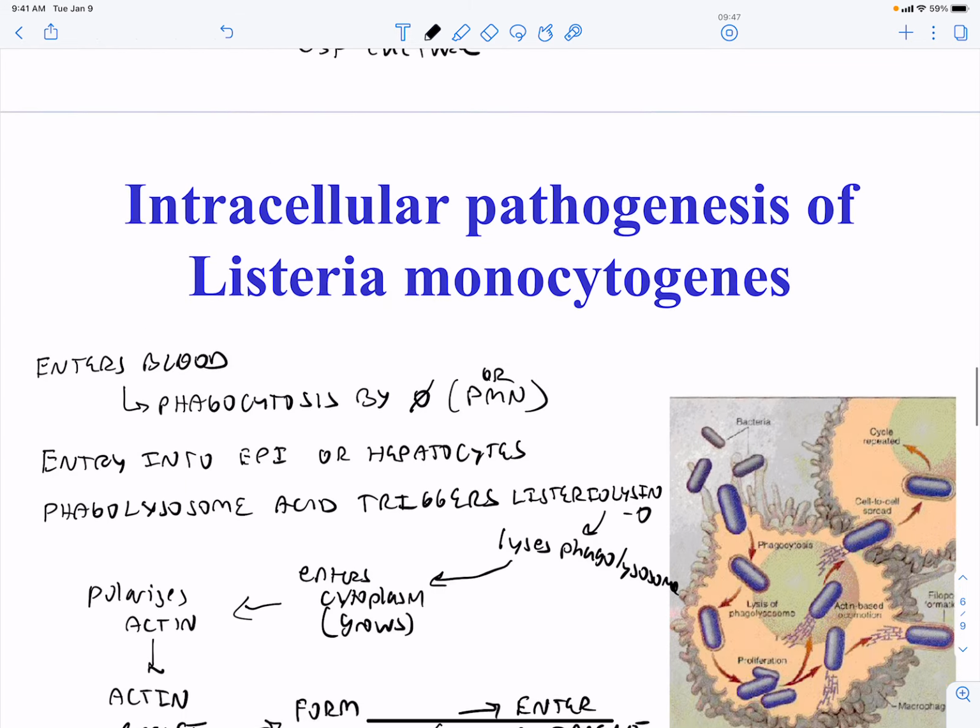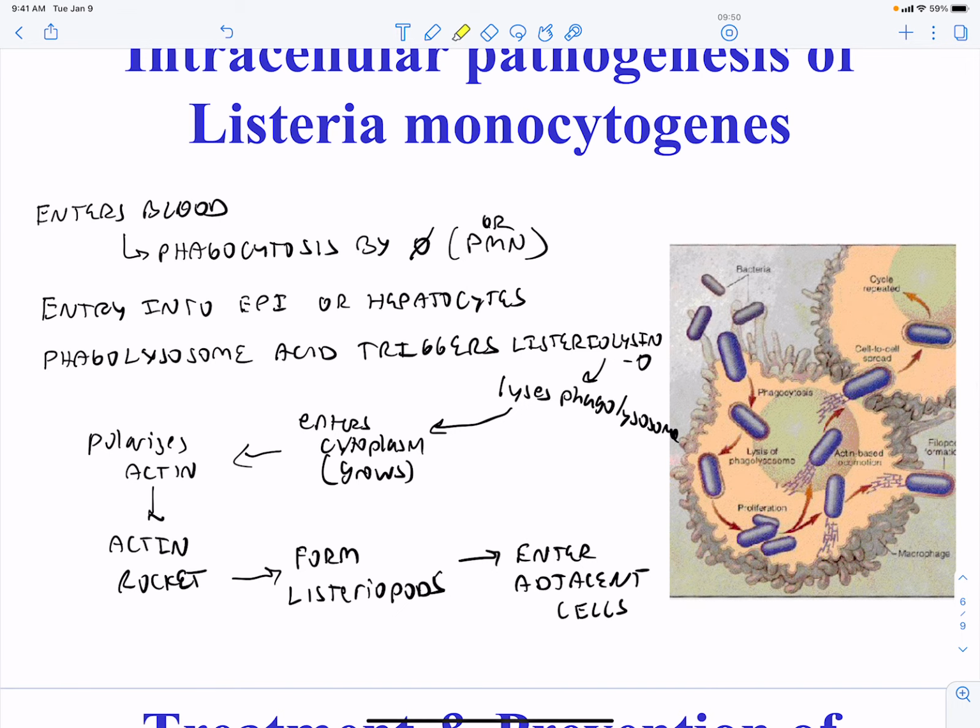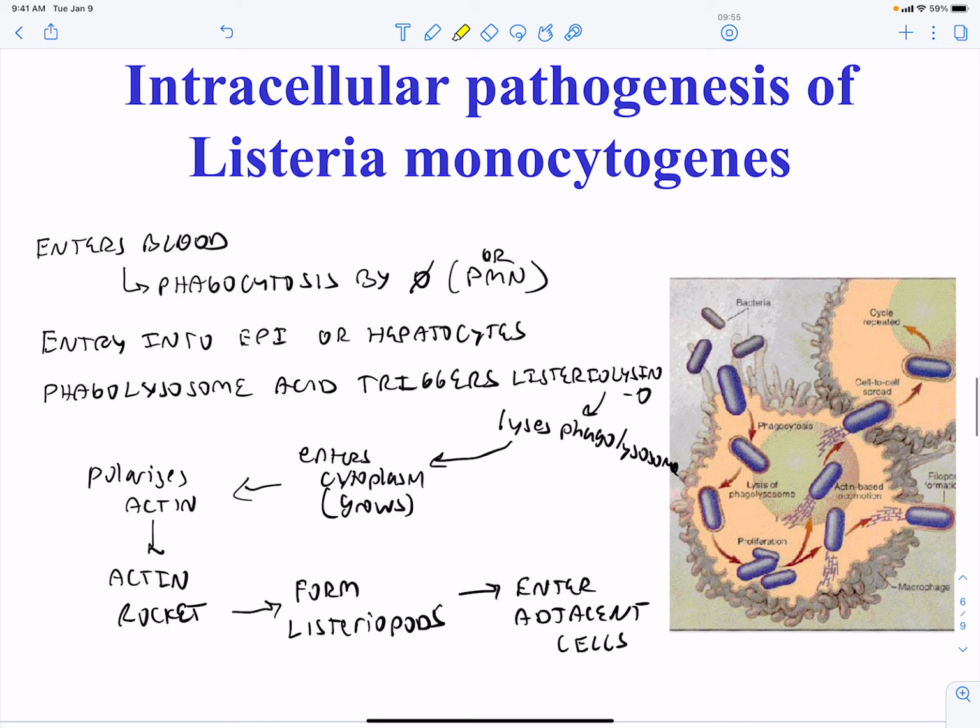Now, just really quickly about the pathogenesis. I already wrote this out so I can talk about it. So Listeria, again, is going to be able to enter your blood. It's going to get picked up just naturally by our phagocytic cells. Also, our polys, our neutrophils can pick this up. They're going to get entry into epithelial cells and hepatocytes if they're not cleared by your innate response.